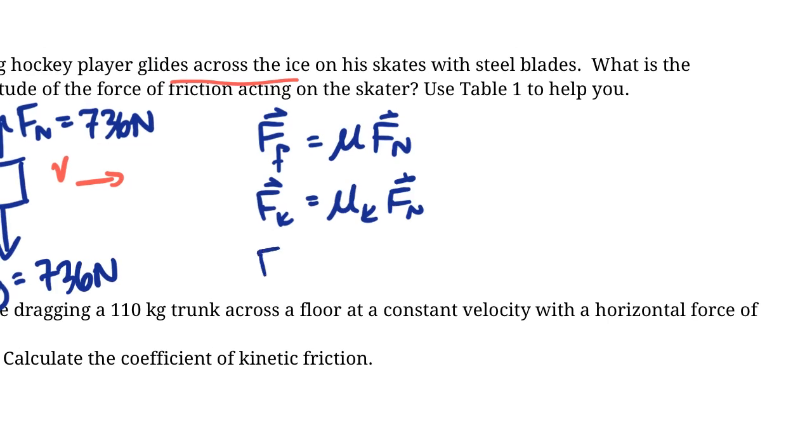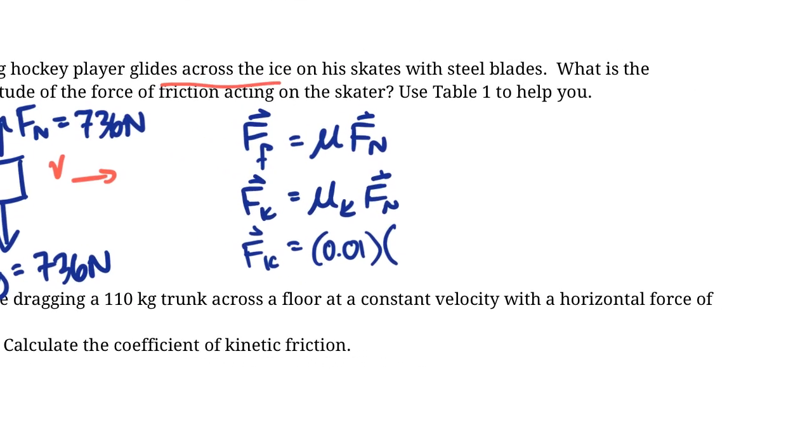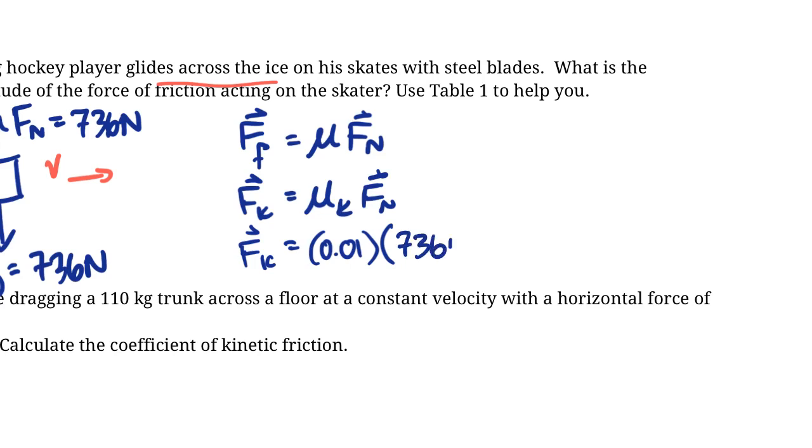So we can calculate it. Fk is equal to 0.01 times our normal force, which is 736 newtons, which, when you calculate it, is going to be 7.36 newtons, or to two significant digits, 7.4 newtons.